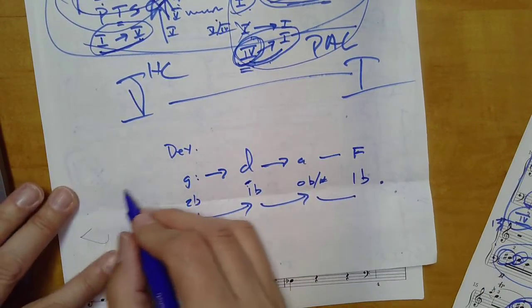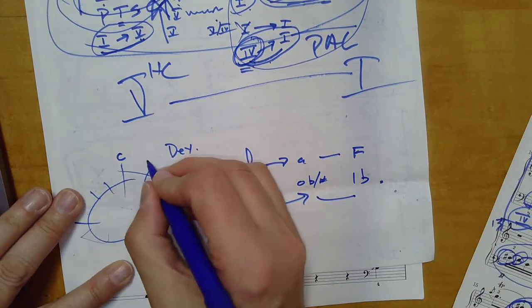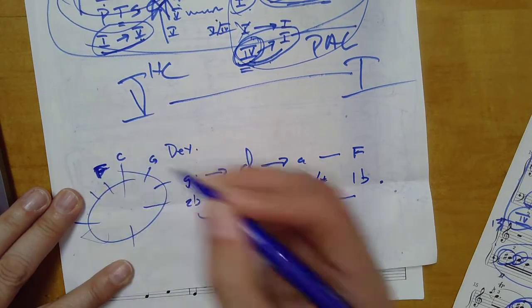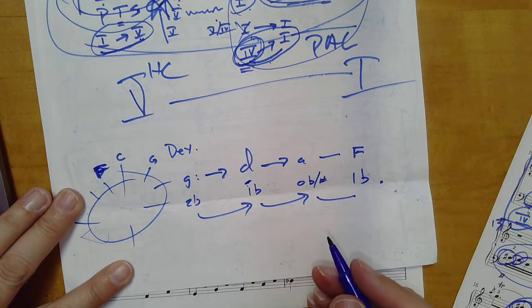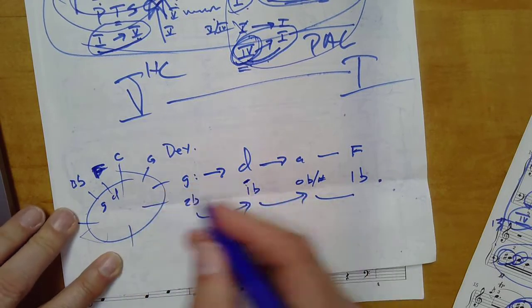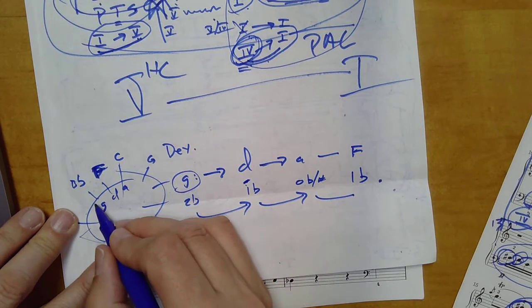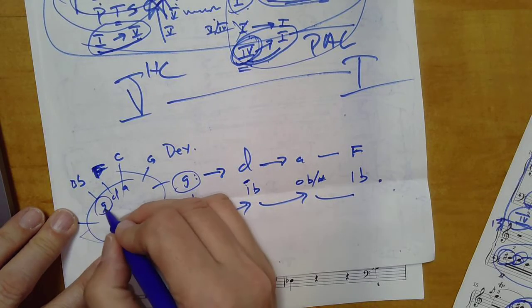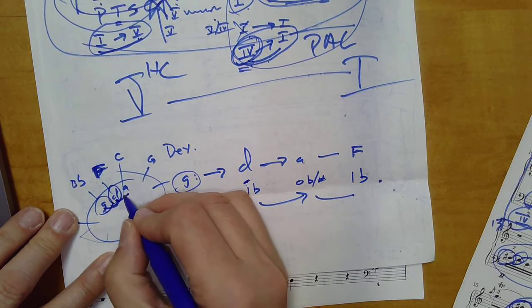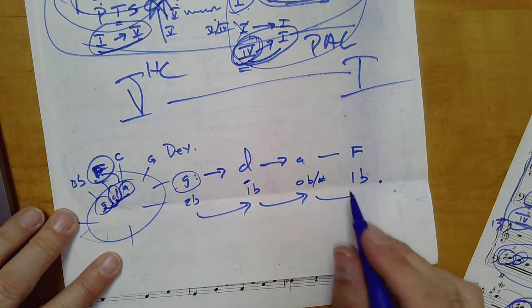Okay, so on our circle of fifths, we got C, G, D, C, G, F, excuse me. That was very dumb. And B flat, and here's G minor, D minor, A minor. So we start here on G, and then we go here, closely related, and then we go here, closely related, and then we go here, back a step, closely related.